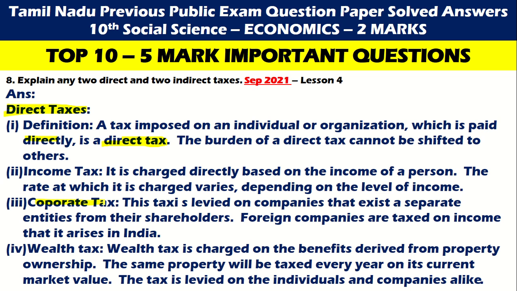Corporate tax. This tax is levied on companies that exist as separate entities from their shareholders. Foreign companies are taxed on income that arises in India. Wealth tax. Wealth tax is charged on the benefits derived from property ownership. The same property will be taxed every year on its current market value. The tax is levied on individuals and companies alike.